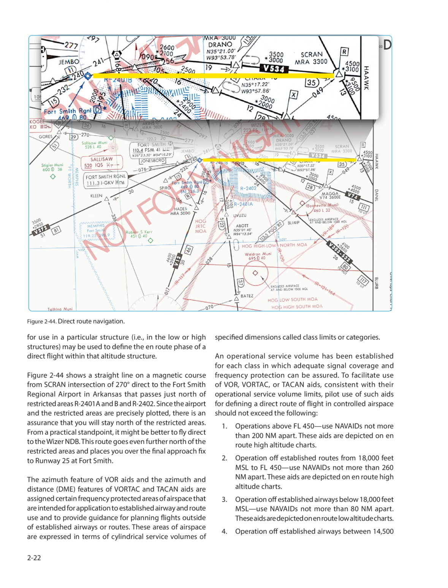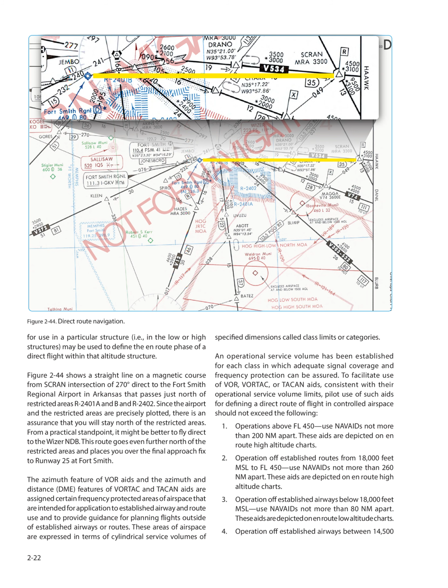The azimuth feature of VOR aids and the azimuth and distance DME features of VORTAC and TACAN aids are assigned certain frequency protected areas of airspace that are intended for application to established airway and route use and to provide guidance for planning flights outside of established airways or routes. These areas of airspace are expressed in terms of cylindrical service volumes of specified dimensions called class limits or categories. An operational service volume has been established for each class in which adequate signal coverage and frequency protection can be assured. To facilitate use of VORTAC or TACAN aids, consistent with their operational service volume limits, pilot use of such aids for defining a direct route of flight in controlled airspace should not exceed the following.